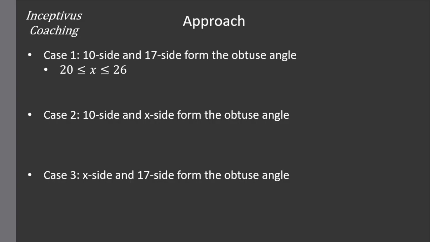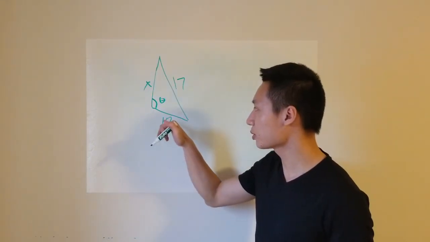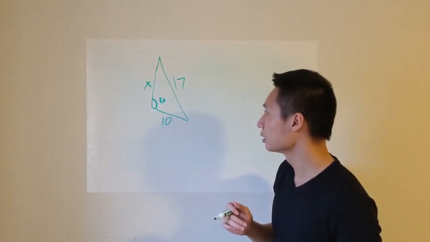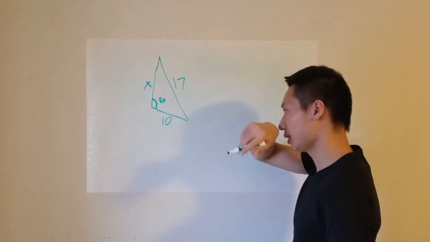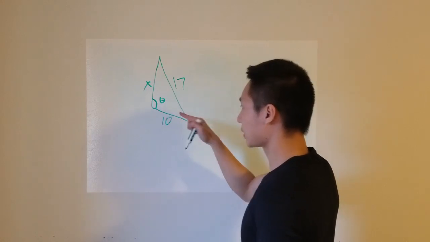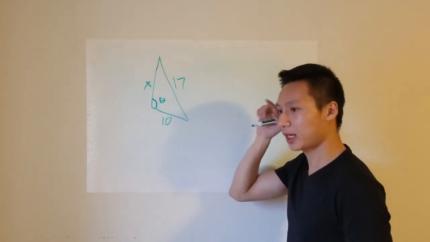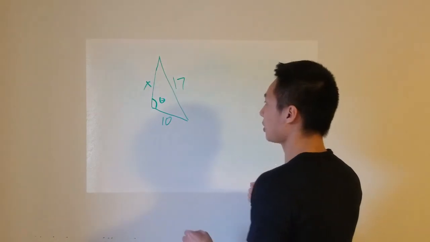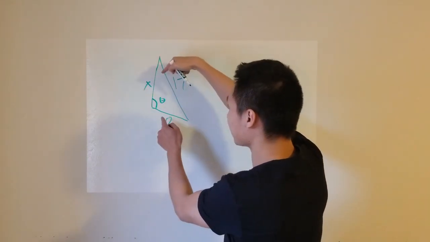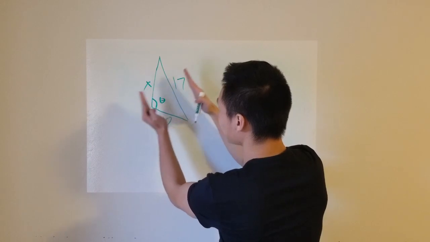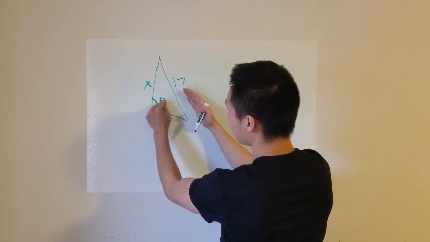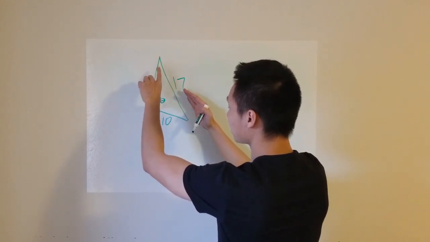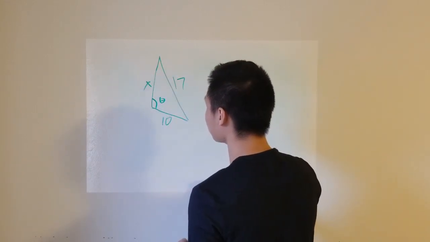Now let's consider the second case, when the obtuse angle is formed by the x side and the 10 side. So imagine a triangle that looks something like this. Remember that theta can at most be 180 and should be greater than 90. So as theta gets really big, this thing becomes flatter and flatter, so this angle gets closer and closer to the 17 side, which means x will get very small.